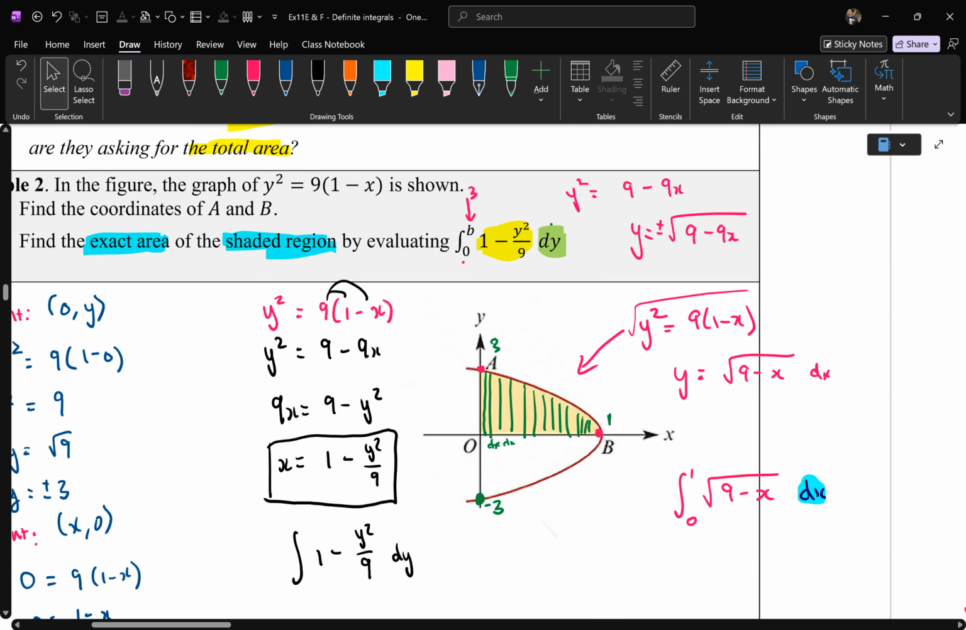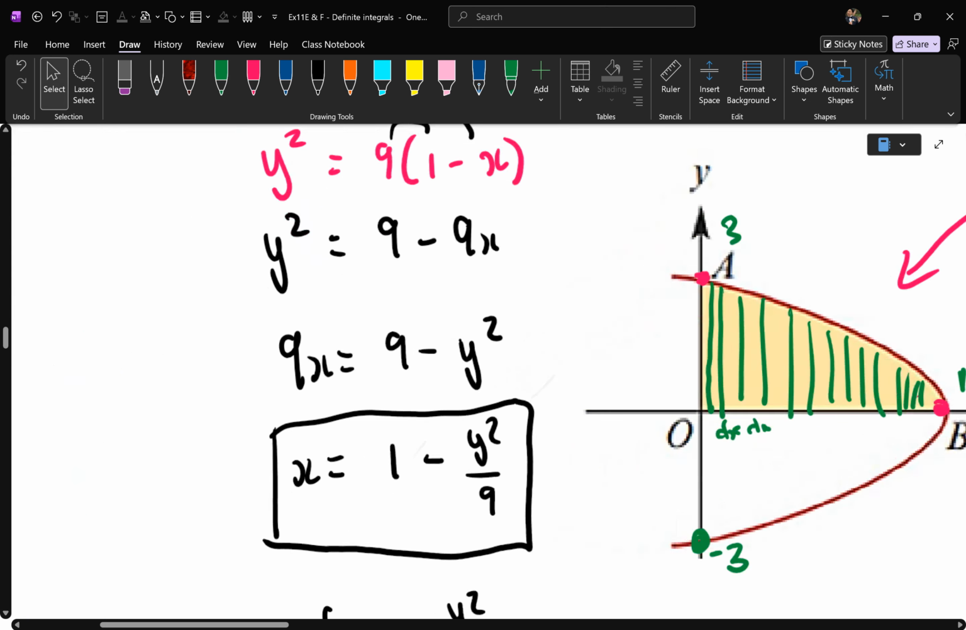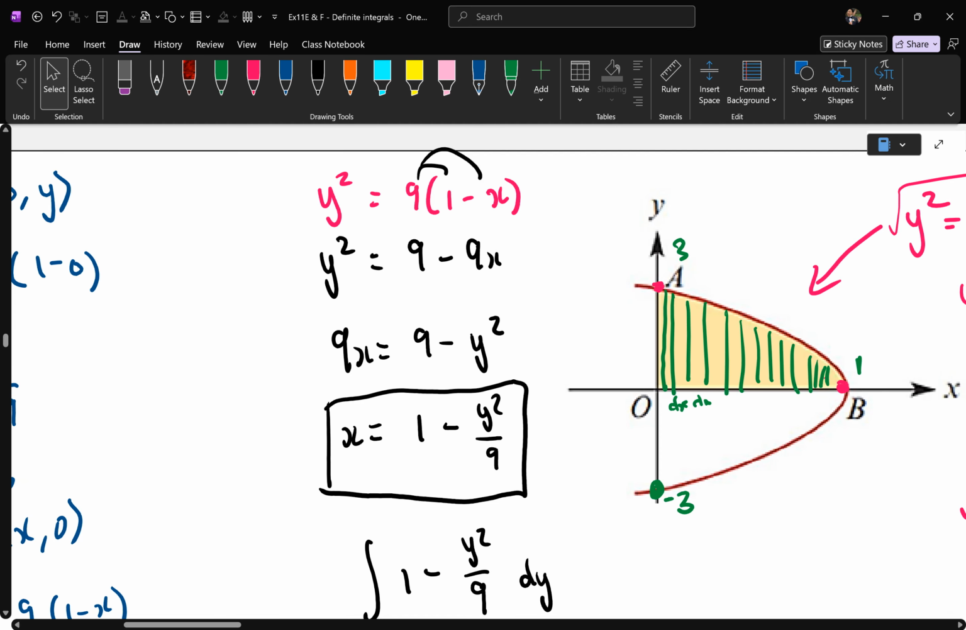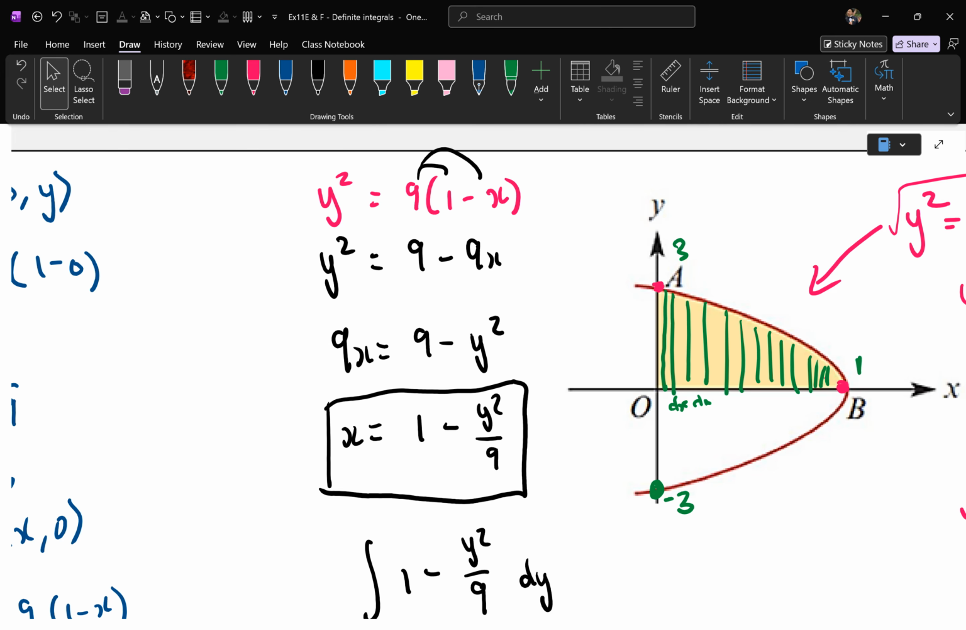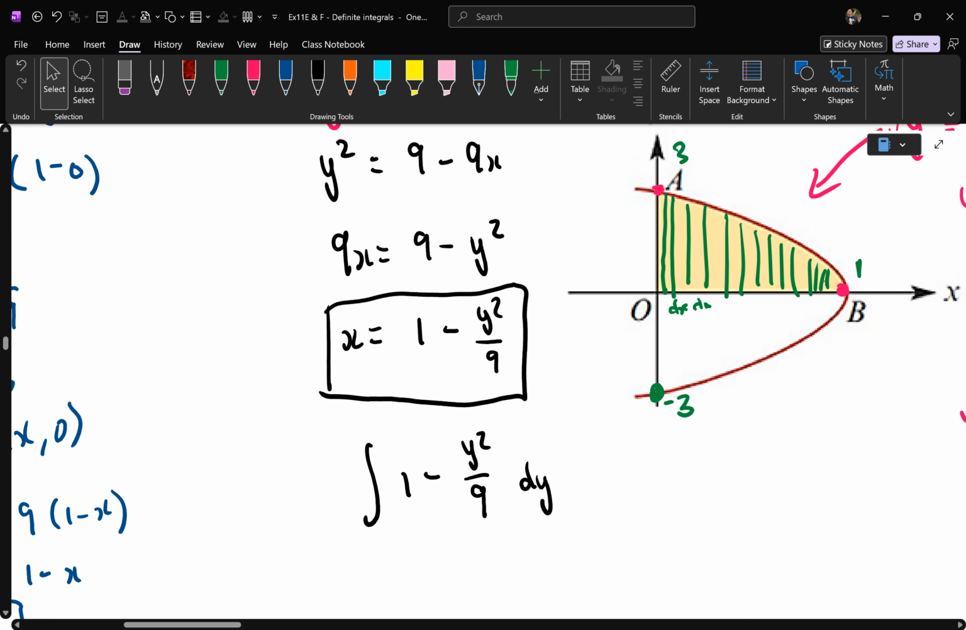Versus what they've done over here, they're asking you to do from 0 to b, 1 minus y squared over 9, which looks scary. But all they're actually asking you to do, and if you look at the algebra that I've done, they've just rearranged it, expanded the brackets, rearranged to make x the subject and what in terms of y. So if I moved everything across, you can see x equals 1 minus y squared over 9. Why did they do this? Because what they're saying now is find the integration or the antiderivative, 0.